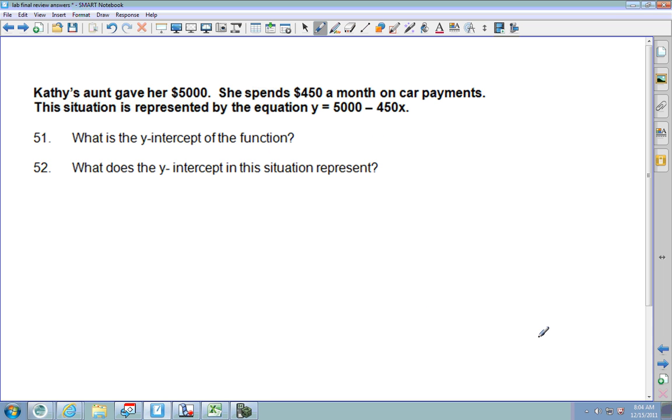Next, it says Kathy's aunt gave her $5,000. She spends $400 a month on car payments. This situation is represented by y equals 5,000 minus 450x. What is the y-intercept? The y-intercept is 5,000. A lot of people try and say it's the last number. That's not what it is. It's that constant. What does the y-intercept represent? The money Kathy's aunt gave her.